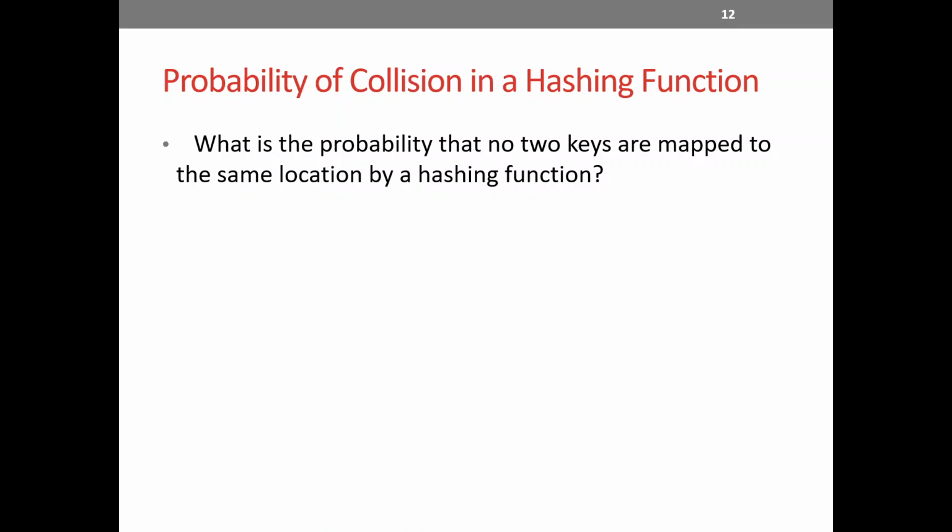Okay, so let's look at the probability of collision in a hashing function. Just a quick recap of what a hashing function is. Any function denoted by h of k, and by the way, you don't have to denote it like this, is a mapping of keys denoted by k here.